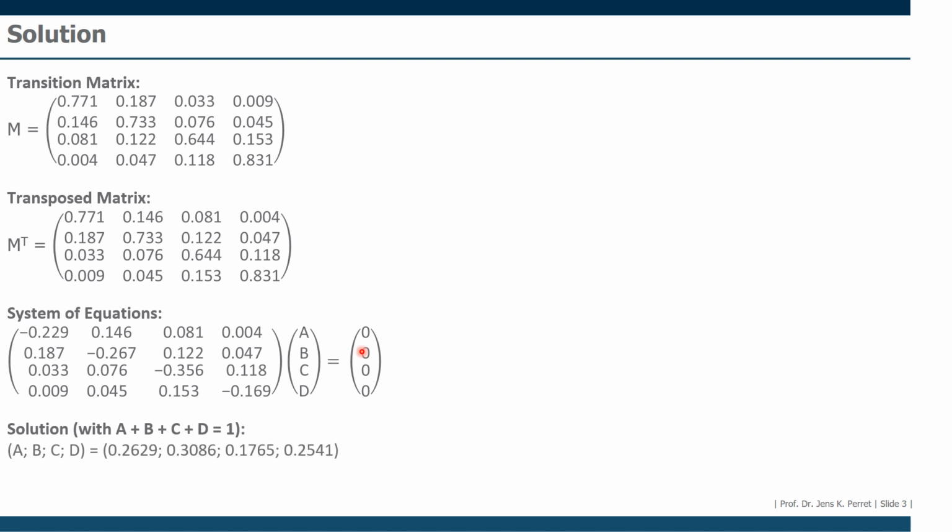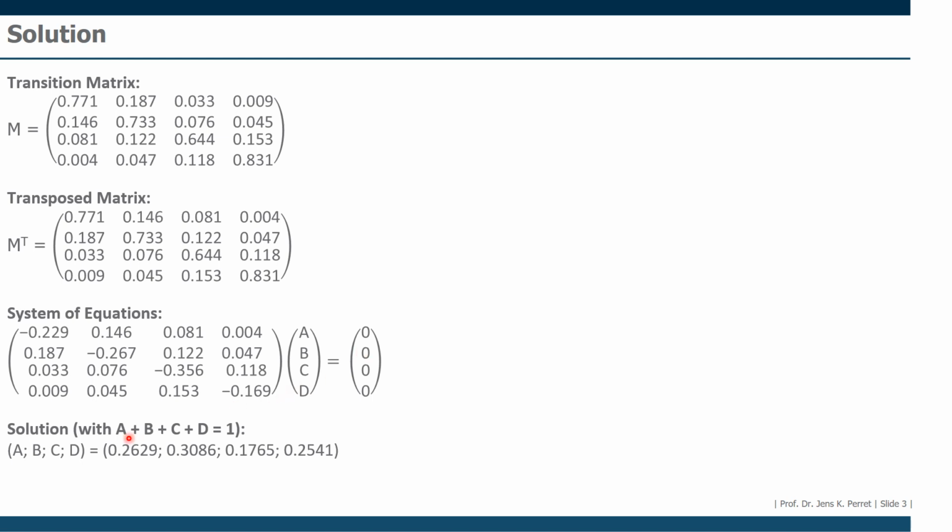If we simply solve this linear system of equations, we could use the Gauss algorithm or any other algorithm to solve linear systems of equations. We will find exactly one solution which fulfills this additional condition. That's the solution here of 0.2629 for A, 0.3086 for B, 0.1765 for C, and finally 0.2541 for D.